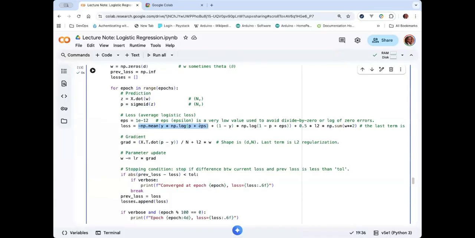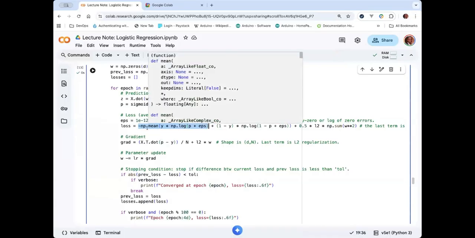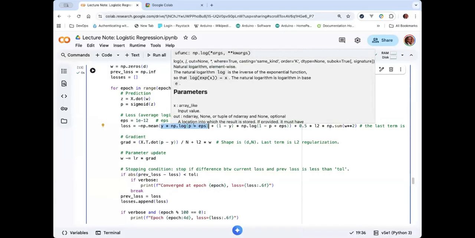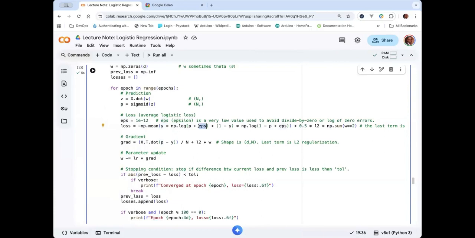So this is the first part of it, which is for when you are predicting ones. So we are doing np.mean. We're now doing a mean. And then this is the first part of it. Y times log of P. Again, the epsilon, like I said, is so that I don't do log of zero.